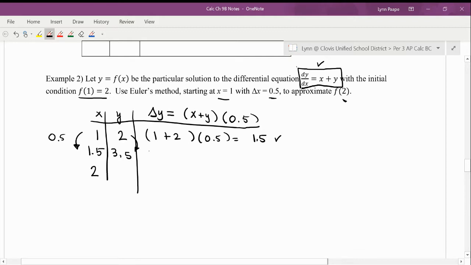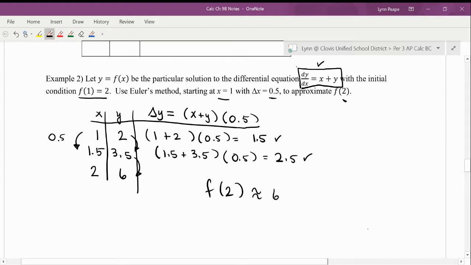Now let's find my next delta y. It's going to be x plus y. My x is 1.5, and the y I just found was 3.5. Then I'm going to multiply that by 0.5. That would be 5 times 1/2, so 2.5. There's my new delta y, and I'm going to add that to the 3.5. So 3.5 plus 2.5 would be 6. And then f of 2 would be about equal to 6. Okay, so that is Euler's method, just working through some number crunching, right? That's kind of the main idea for that one.